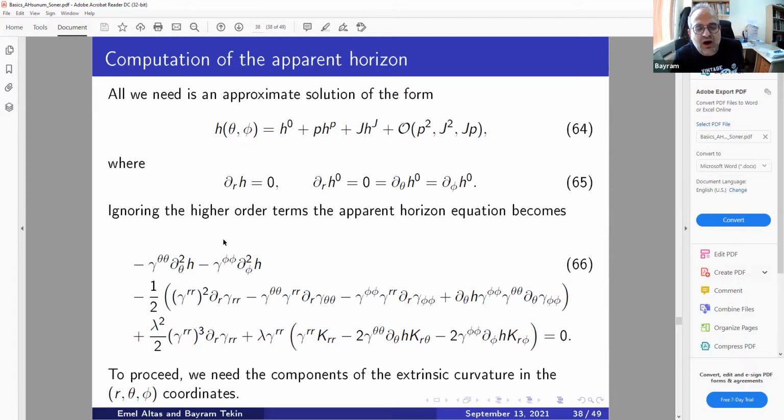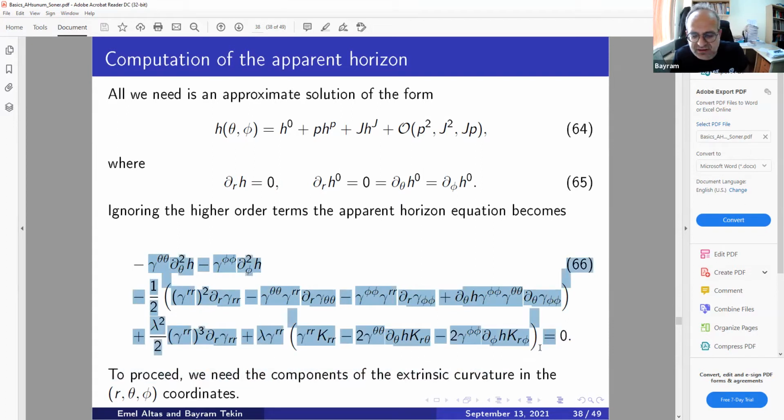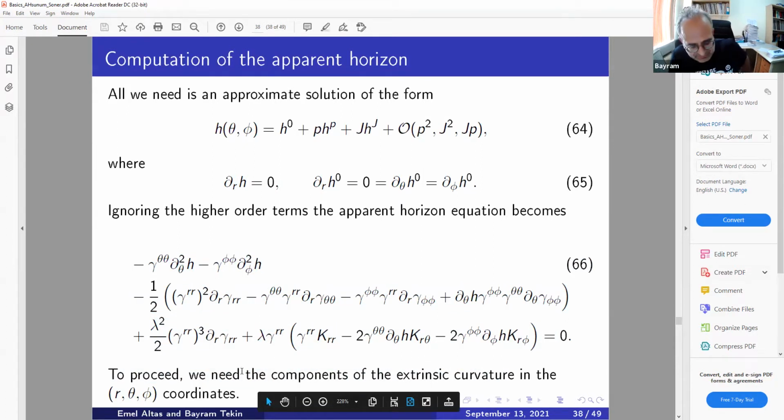Now, after all these, we still don't know the location of the apparent horizon. So we need to solve the apparent horizon equation as an approximate solution. So H0 plus PHP plus JHC. If you look carefully, you realize that you do not need P square and J square and the rest. All you need is this order, because essentially you are going to take the square of this thing to find the area. Now H0 is a constant, basically, that's what I'm trying to say. Ignoring all the higher order terms, now we have this apparent horizon equation for this configuration that I noted. Now we still have this terrible equation to solve, okay?